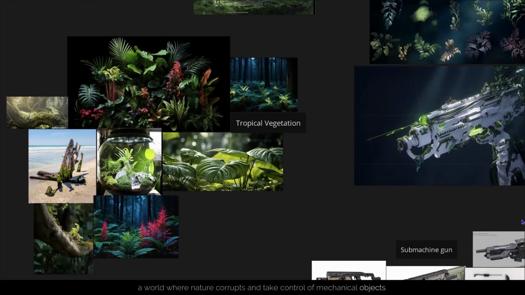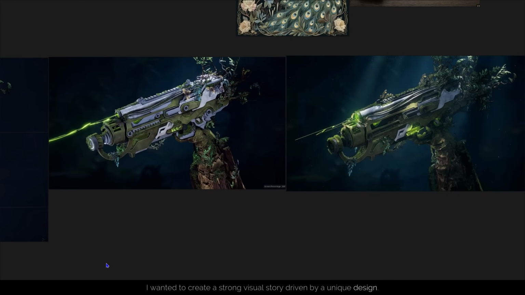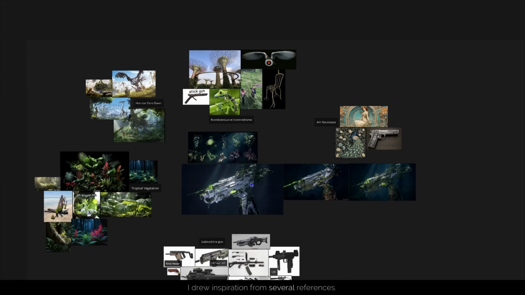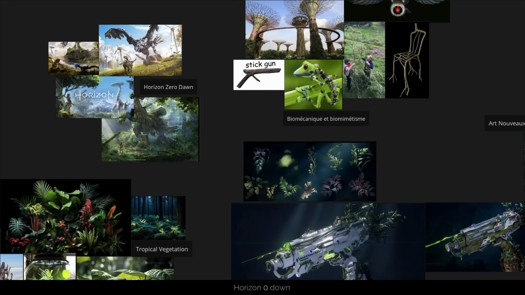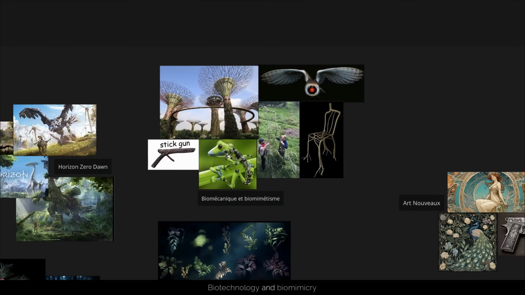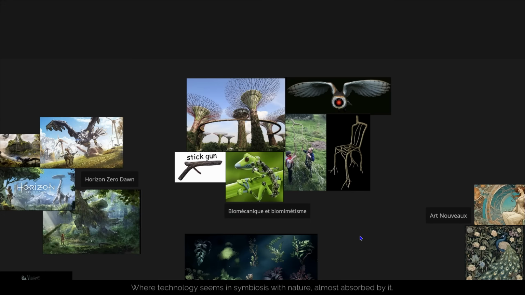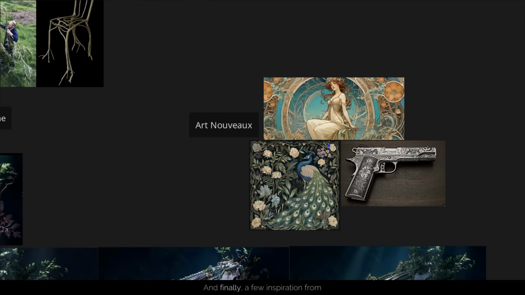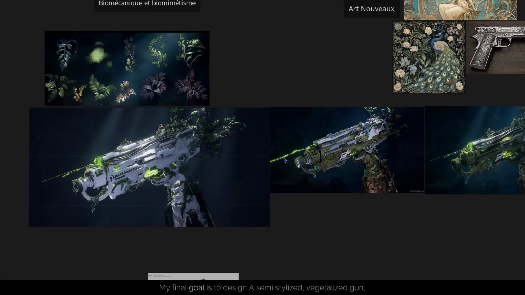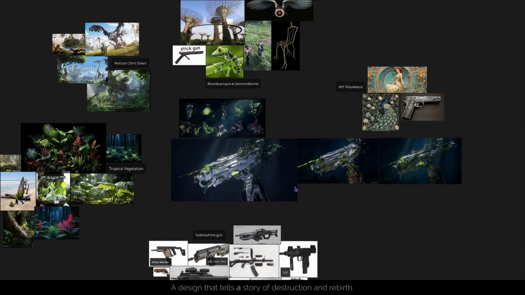So, this is a small post-apocalyptic sci-fi project, a world where nature corrupts and takes control of mechanical objects. I wanted to create a strong visual story, driven by a unique design. I drew inspiration from several references: Horizon Zero Dawn, a submachine gun, biotechnology and biomimicry, where technology seems in symbiosis with nature, almost absorbed by it. And finally, a few inspirations from Art Nouveau. My final goal is to design a semi-stylized vegetalized gun, a design that tells a story of destruction and rebirth.